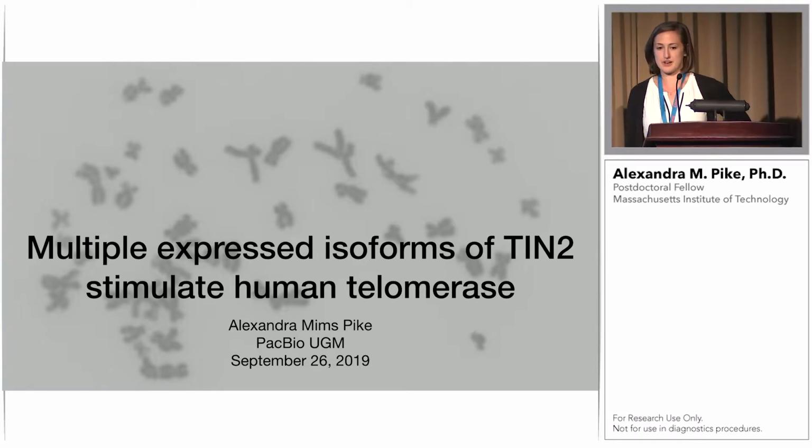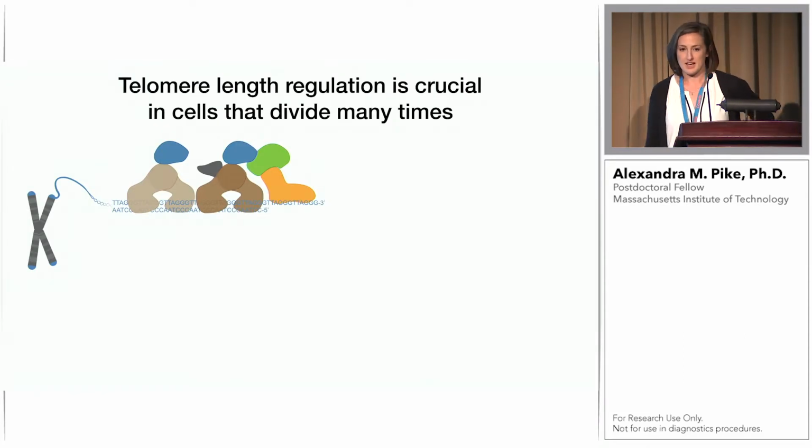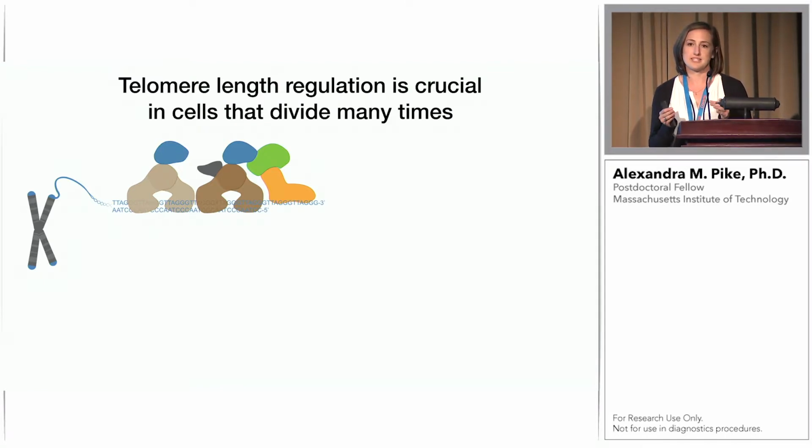So I'm going to tell you a little targeted Iso-Seq story from my graduate research at Johns Hopkins, studying this telomere-binding protein TIN2. Just a review on telomeres for y'all who don't think about it. Telomere length is really important for cells that need to divide many times. Telomeres in humans consist of about 8 kilobases of repeated TTAGGG sequence. That's double-stranded, and then there's a single-stranded overhang of more TTAGGG sequence.